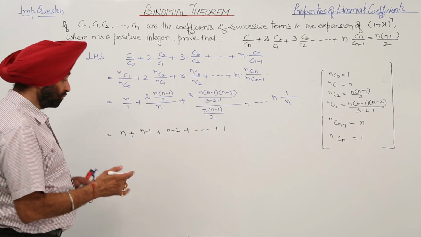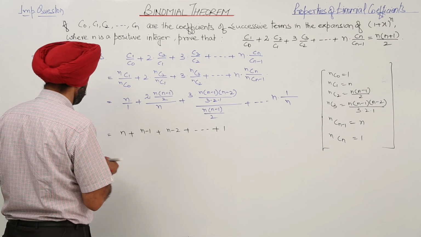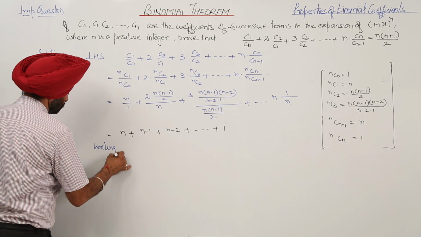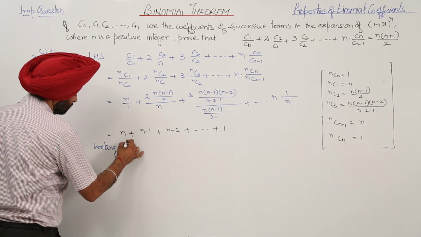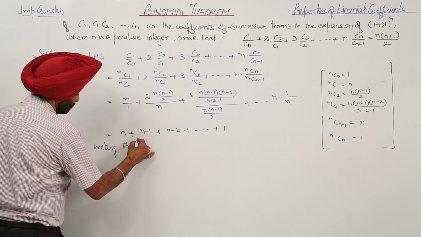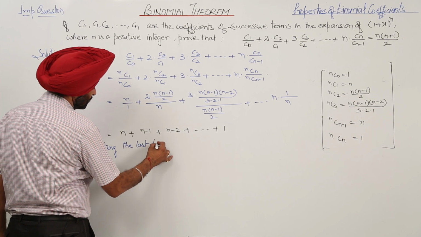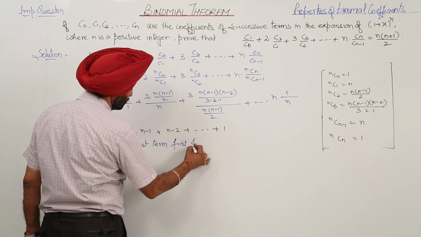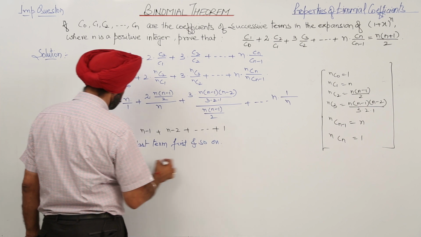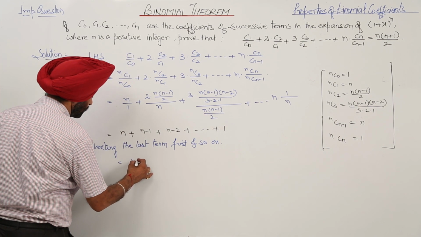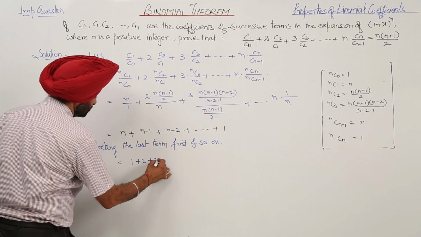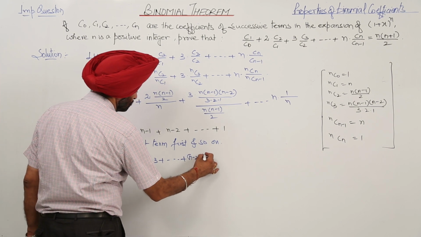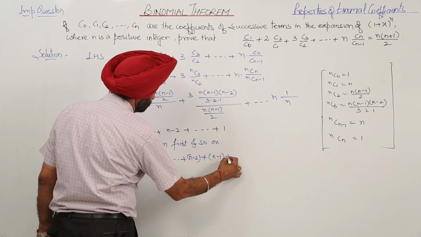Now writing this in the inverse order, writing the last term first and so on. So what we are getting? We will be getting 1 plus 2 plus 3 plus and so on, plus n minus 2 plus n minus 1 plus n.